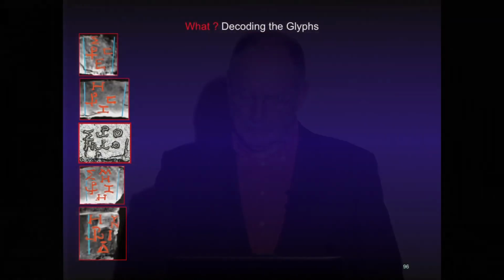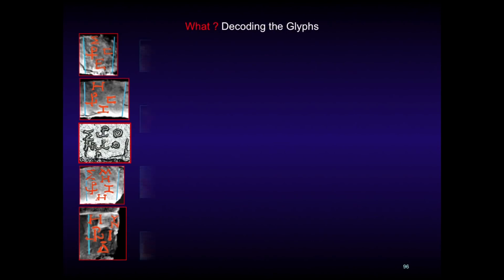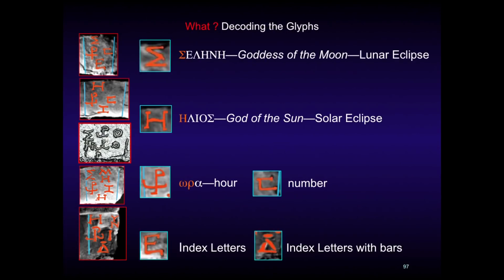There's clearly more information in these glyphs than just the presence of a lunar or solar eclipse. So let me decode some of their meaning. At the top of some of them, there's a sigma, which I soon realized stood for Selene, the ancient Greek goddess of the moon, clearly indicating a lunar eclipse. At the top of some, eta, for Helios, god of the sun, for a solar eclipse. Some of the glyphs, like the one in the middle there, had both a sigma and an eta for a month which had both a lunar and a solar eclipse.